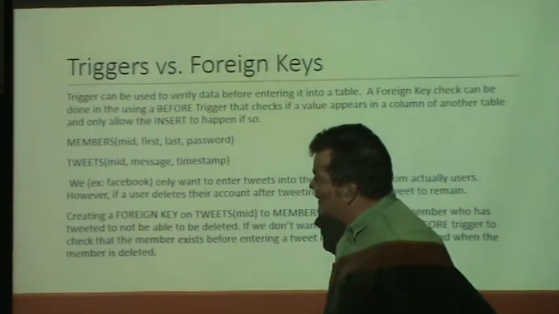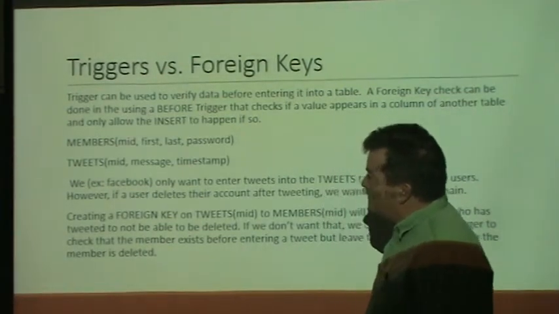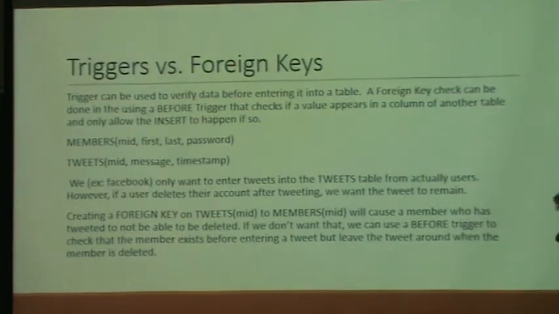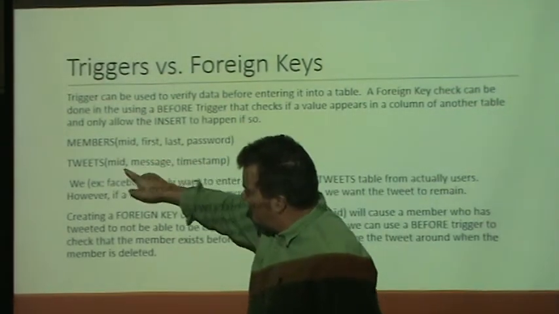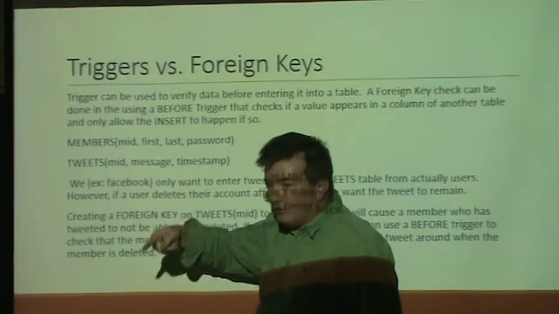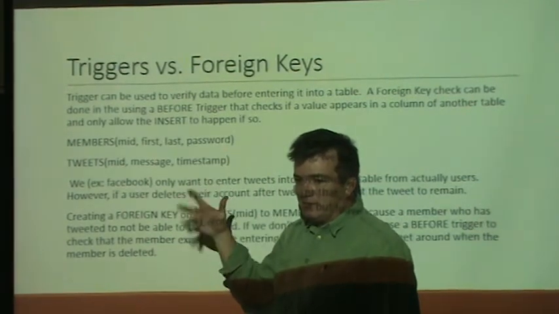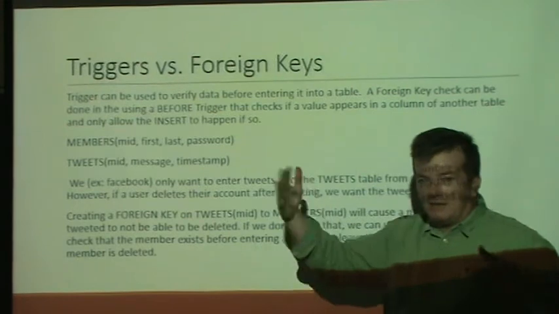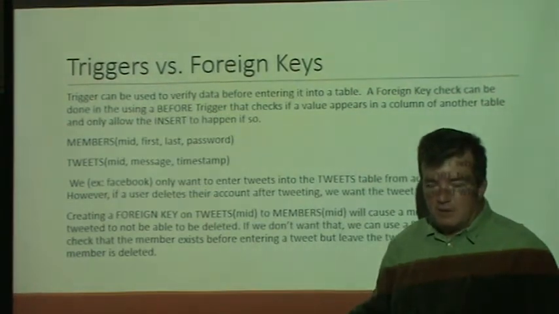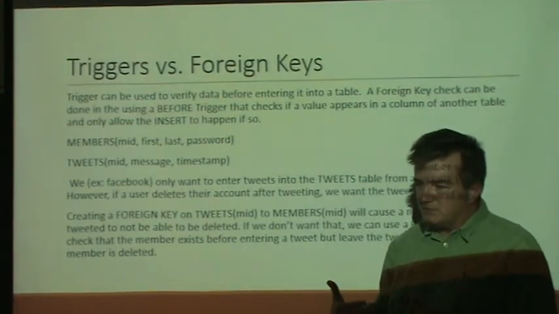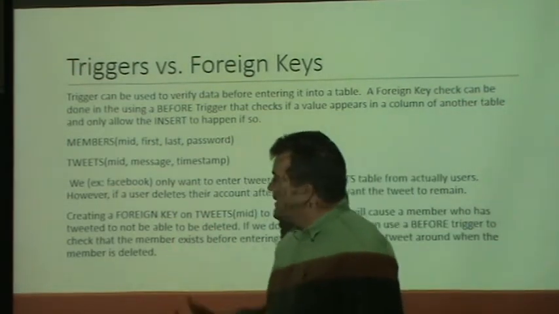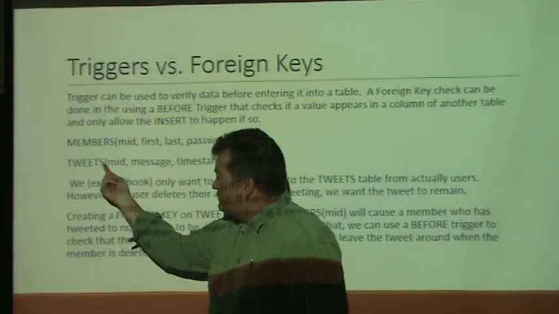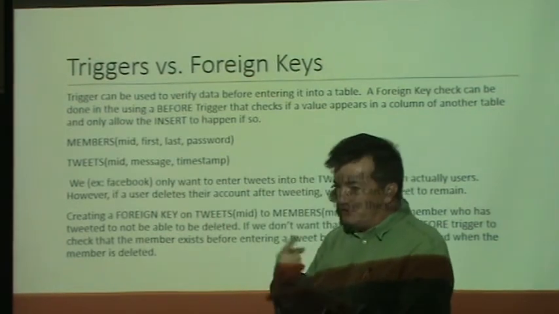So it wouldn't make sense for us to add a row to the tweets if the member ID is a person who doesn't exist, right? If you have a website that's collecting people's tweets, why should a person who doesn't exist make a tweet? Only people who exist should make a tweet. So if we go to write into this table, we would want to do a check.